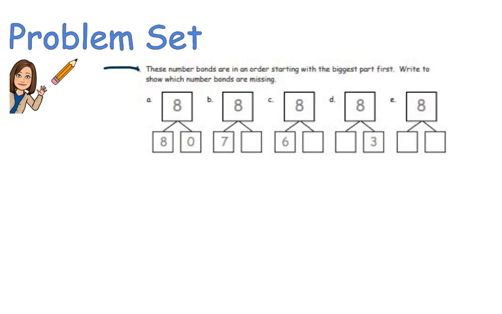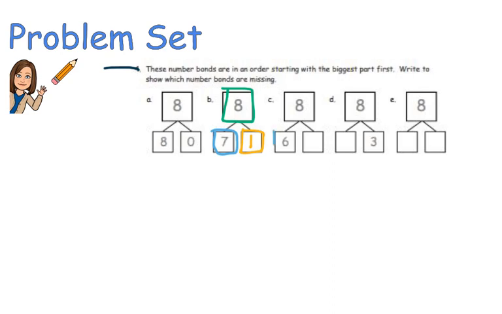The next one says 7 and something make 8. Let's see. How many more does 7 need to get to 8? So let's count. 7, 8. How many? Only 1. So 7 plus 1 equals 8. Let's look at the next one.